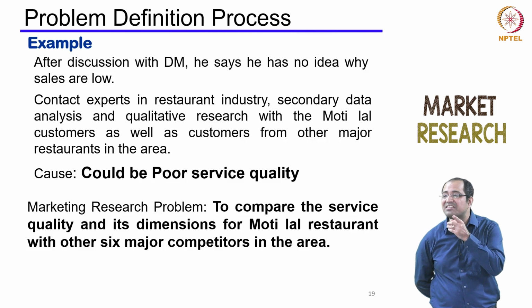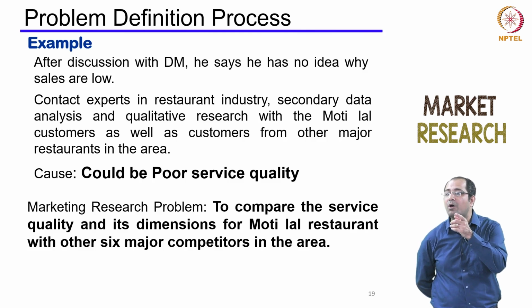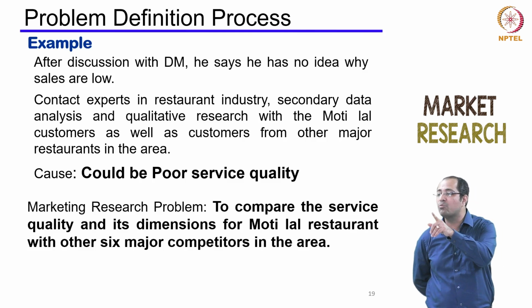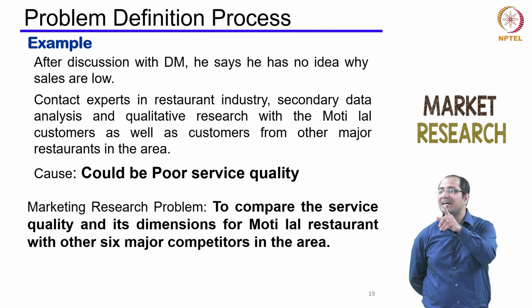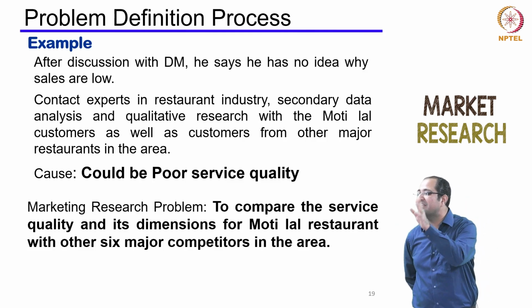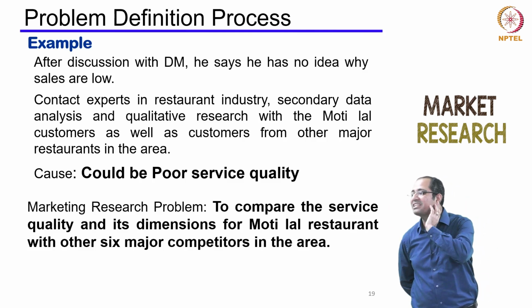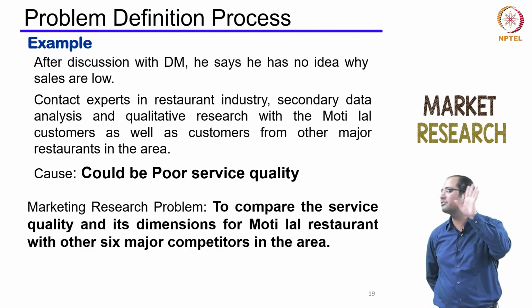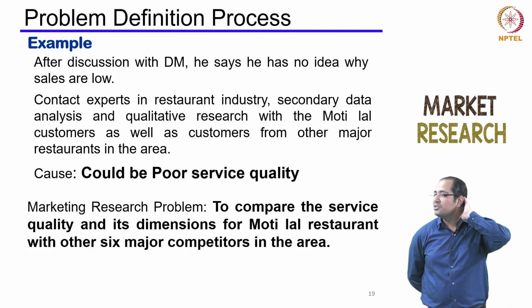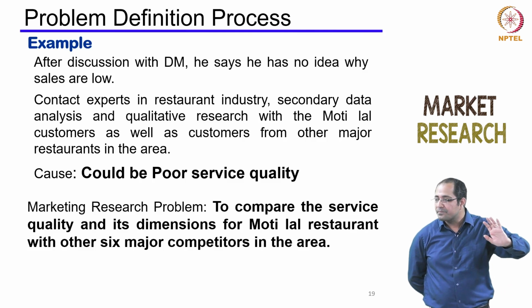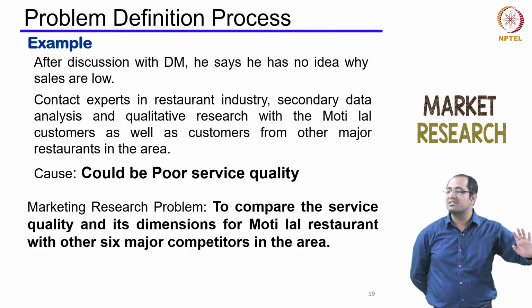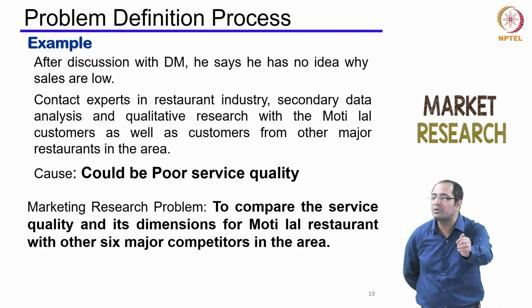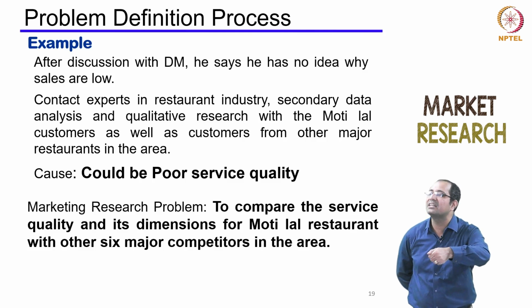That is why we are saying to compare the service quality and its constituents for Motilal restaurants with other competitors, 6 major competitors in the area. Because Motilal said that I have 6 major competitors. So let's focus on them. To compare the service quality and its constituents for Motilal restaurants and other competitor restaurants. That becomes the marketing research problem.